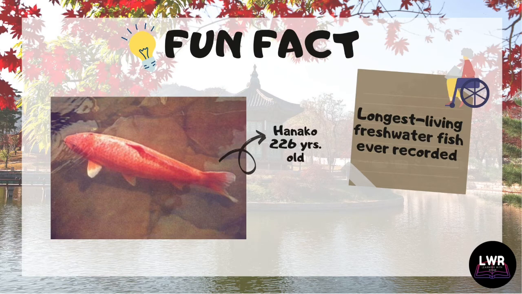So, how did they verify the age of Hanako? Well, it is done by counting the number of growth rings on her scale that showed various patterns of wide growth rings followed by narrow growth rings. And this technique is quite similar to how dendrologists determine the age of a tree, which is done by counting the number of rings on its wood.